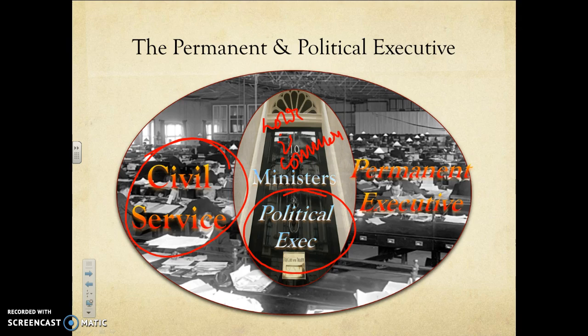Michael Fallon is in charge of defense. What does he know? I don't think he was ever a professional soldier. He's relying upon the Ministry of Defense to help him make the right decisions. And then he goes back and he accounts for those decisions in front of the rest of the people.